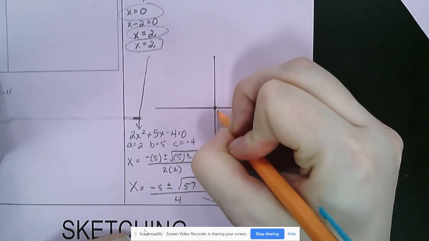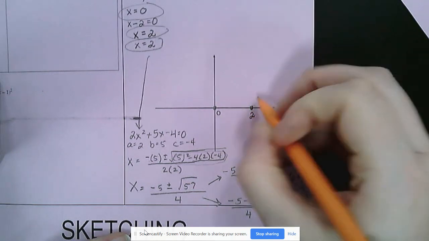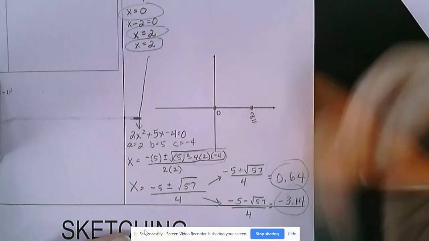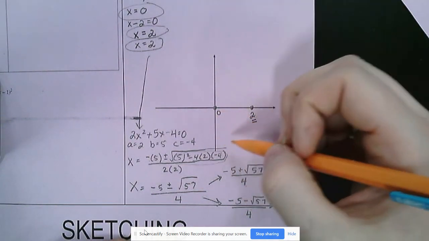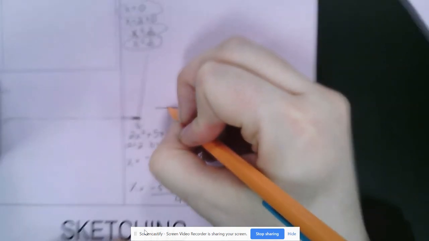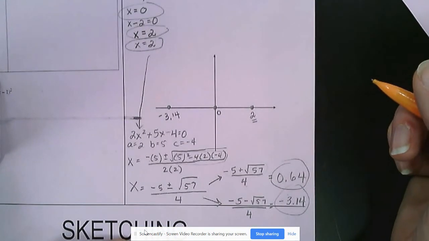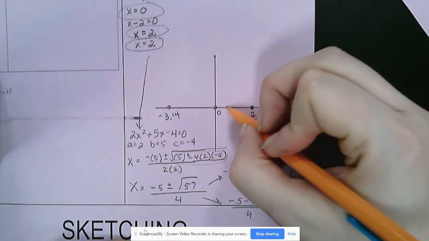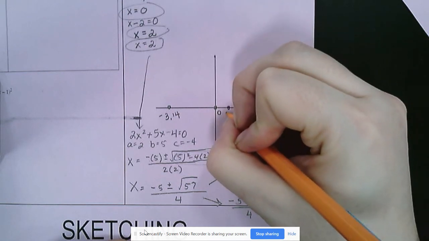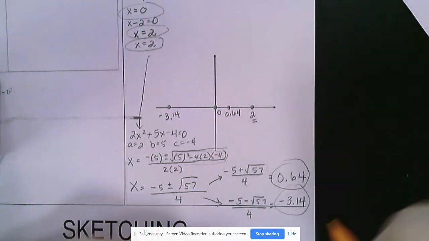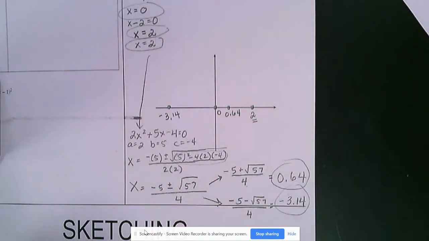So I'm going to put in my 0. I'm going to label it. I'm going to say 2 is approximately over here. I like to put that notation under there just to remind myself that it's a double root for when I go to connect it. And then I've got -3.14. That's going to be all the way over here. All right, and then I still have to place my 0.64. That's going to be not halfway between 0 and 2, but a little bit less than that. Okay. So 0 is also my y-intercept, so I don't have to put something separate on my y-axis.